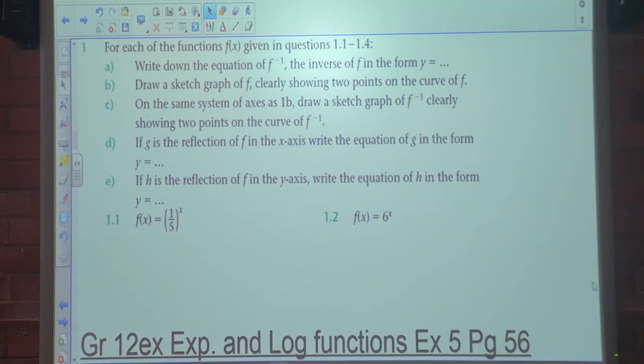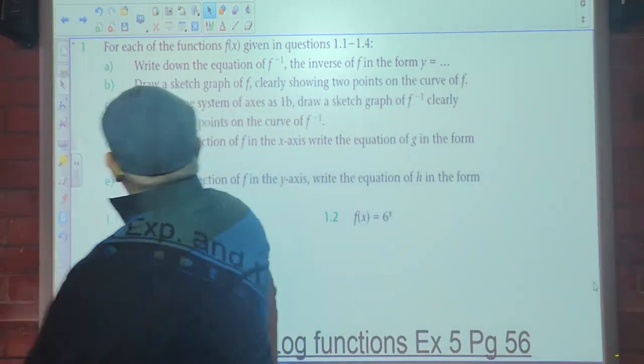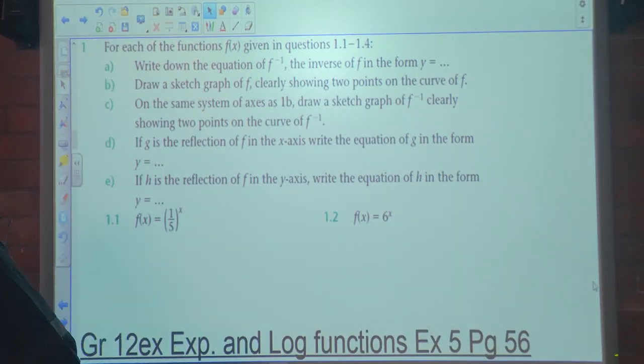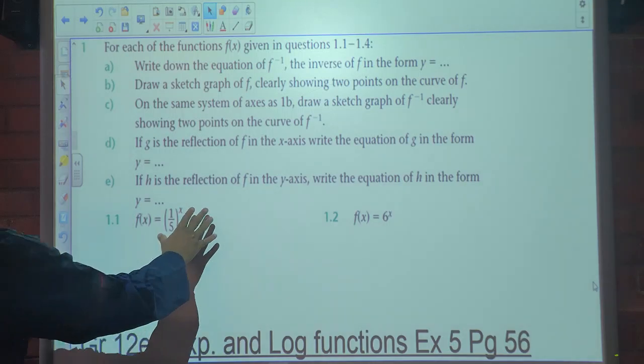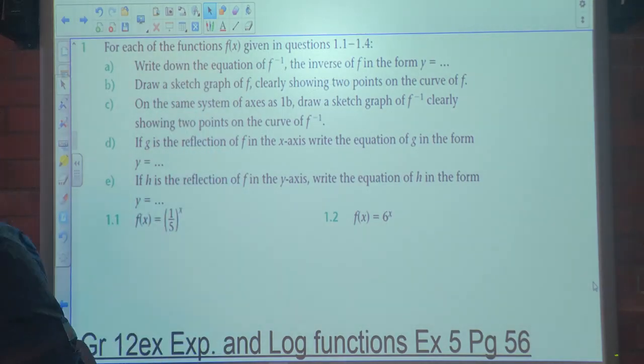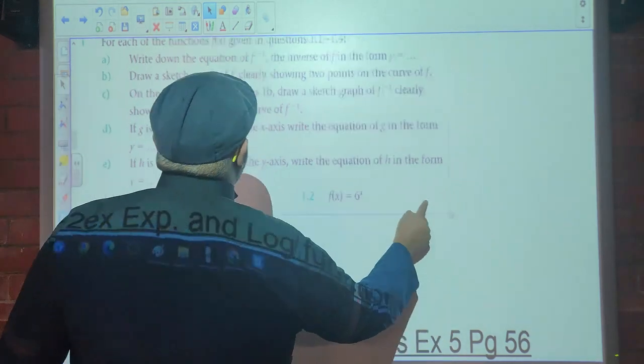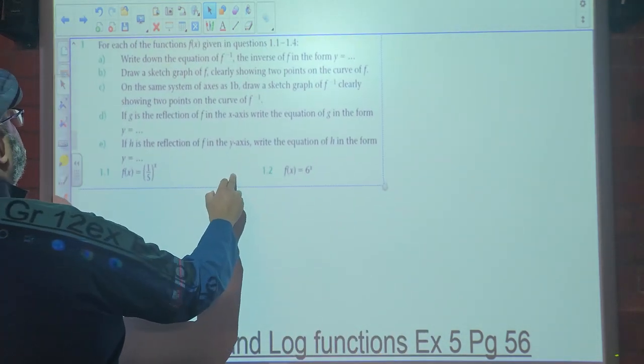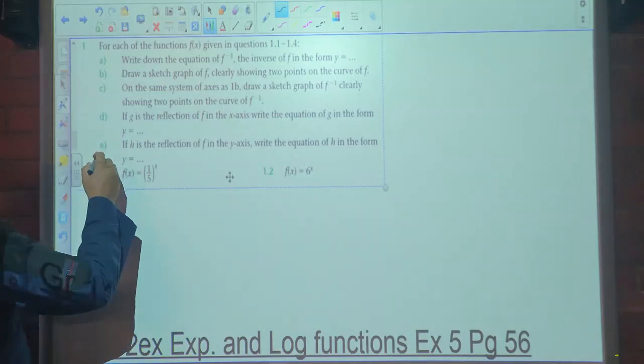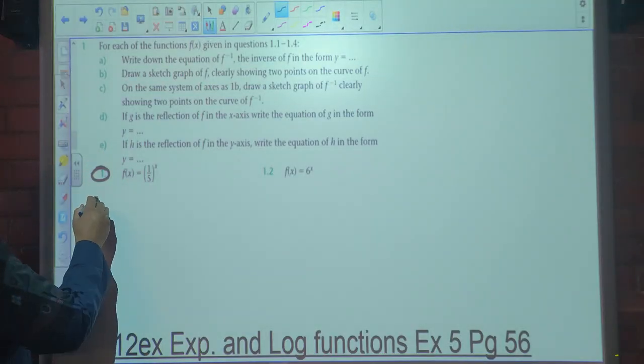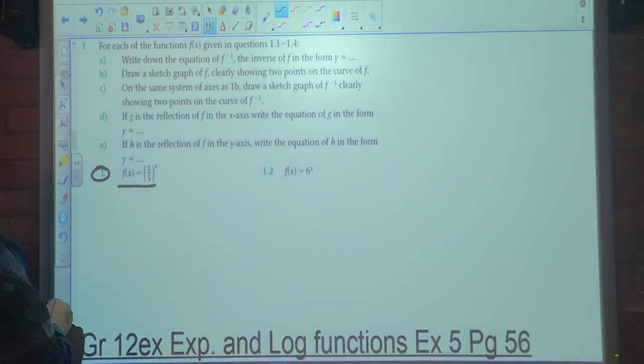The struggle continues. People, for each of the functions f of x given in questions 1.1 to 1.4, we must do this for all of these questions. So let's go with A, 1.1. Write down the equation of the inverse of f.